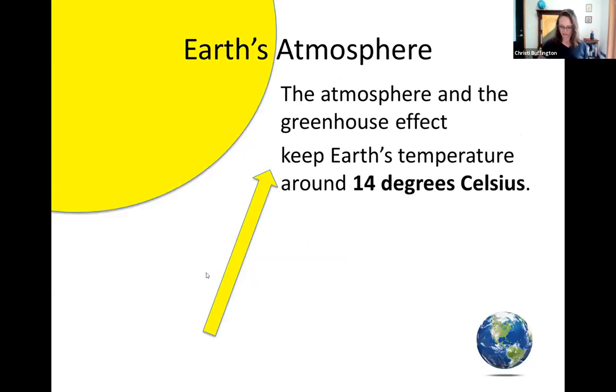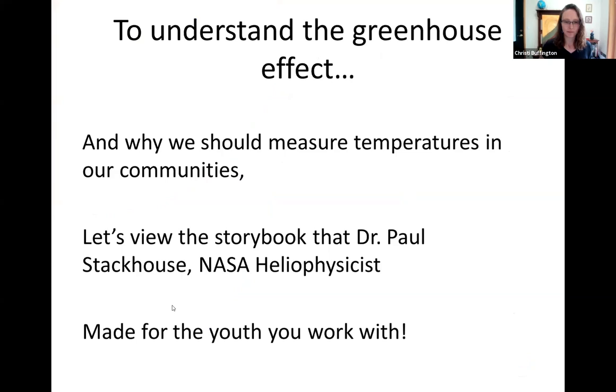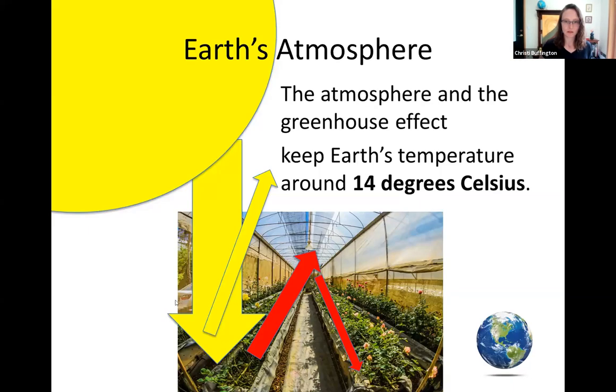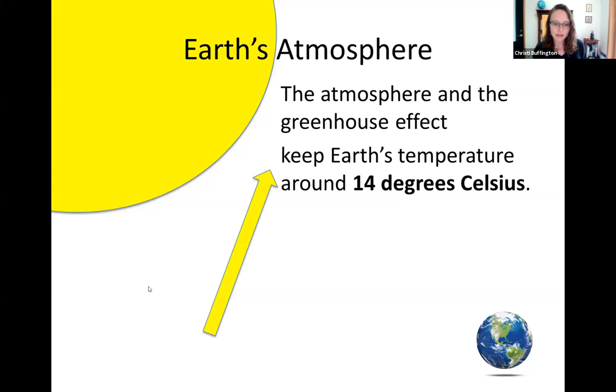Luckily, it looks like my clicking's not working here in my sharing. Here we have an atmosphere, and it keeps the Earth's temperature, to answer your other question, around 14 degrees Celsius. My animations aren't working right now, so I will go ahead and move forward in this.